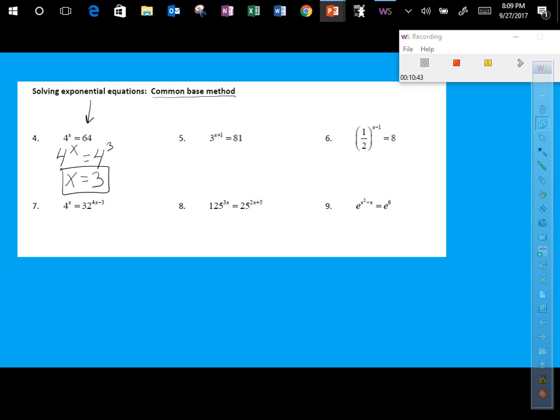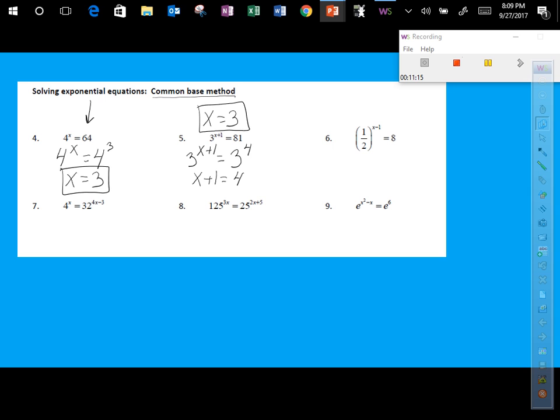If you look at 3 to the x plus 1 equal 81, I'm going to try to write 81 with the base of 3. So I've got 3 to the x plus 1 equal, I'm going to write 81 as 3 to the fourth power. Well, now that I have that, work only with your exponents. x plus 1 equal 4. So in this case, x must be 3.